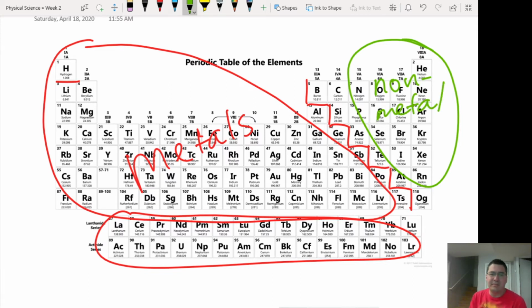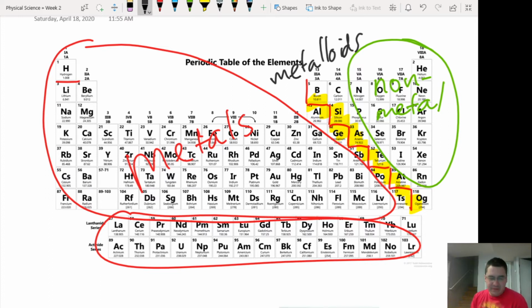Okay, and I've got some pictures down below, and since I'm right here anyway, I might as well point out that some of the elements right along the staircase, especially silicon, which you will know, are referred to as metalloids. Metalloids are used a lot in our electronic devices because they semiconduct. So sometimes they conduct electricity, other times they don't. So we can use them to build switches and transistors.